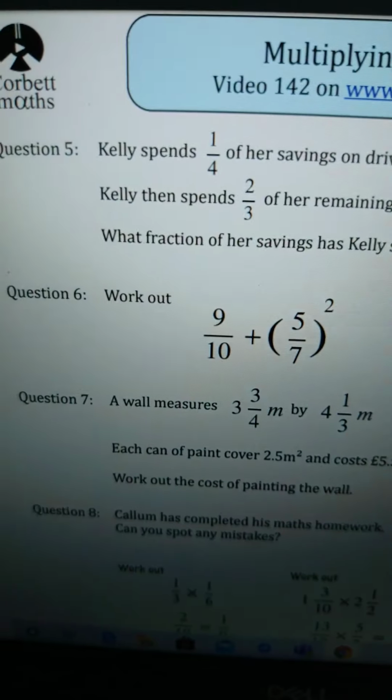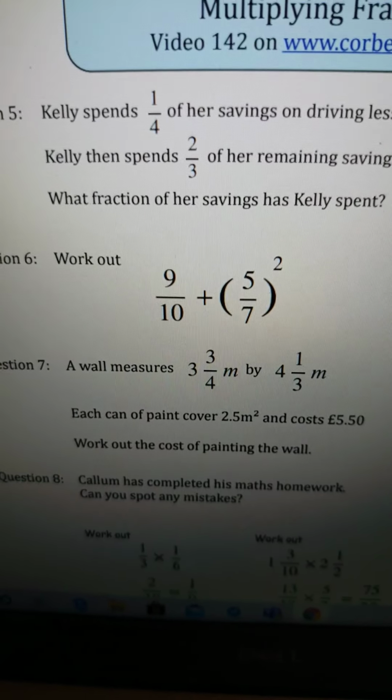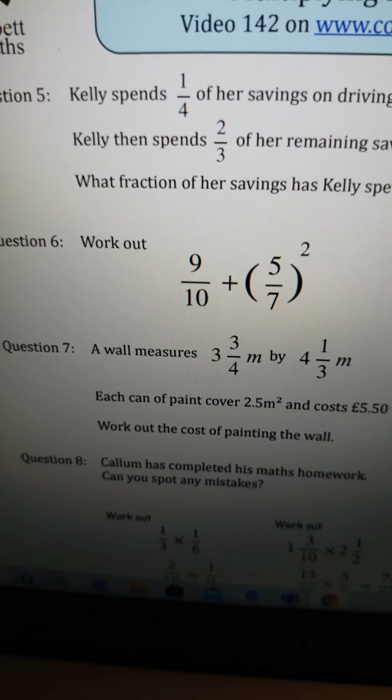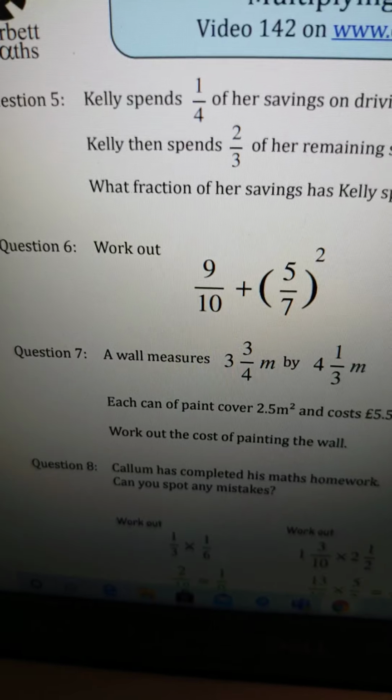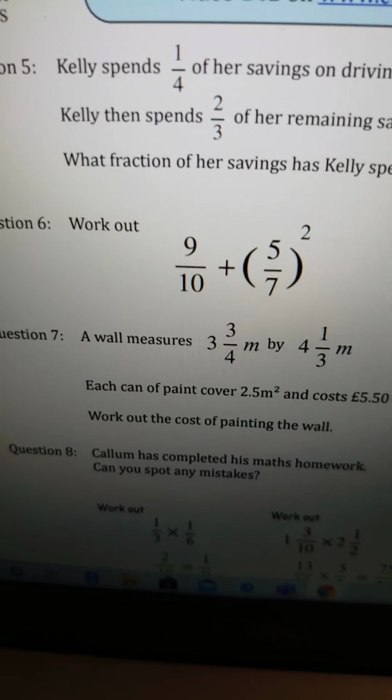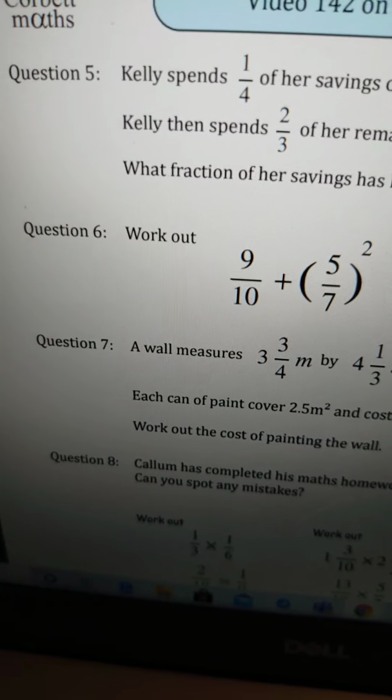Question number 6 says: what's 9/10 plus 5/7, all squared? So basically, a wee reminder: squaring a number means we need to multiply it by itself. So we'll do that multiplying step first, then add it to the 9/10.